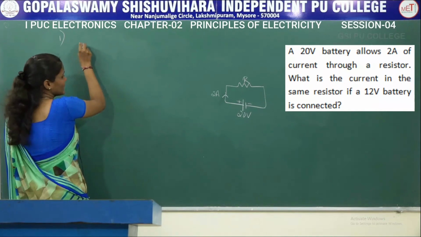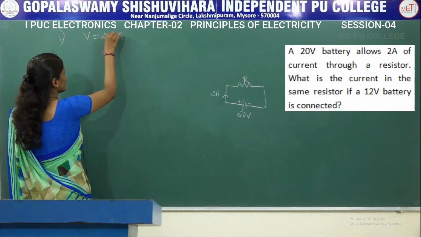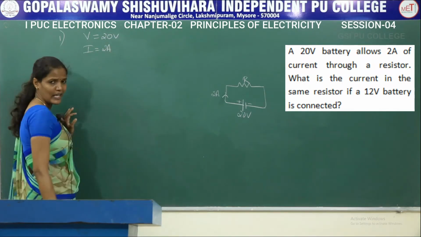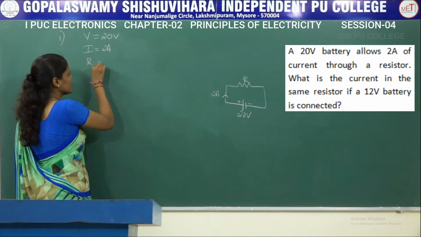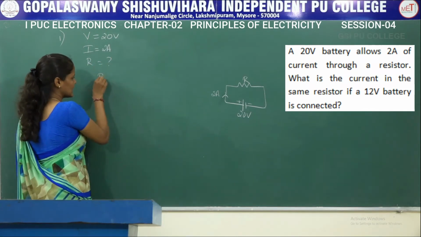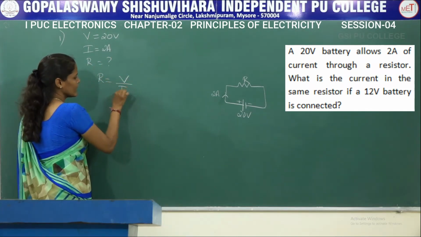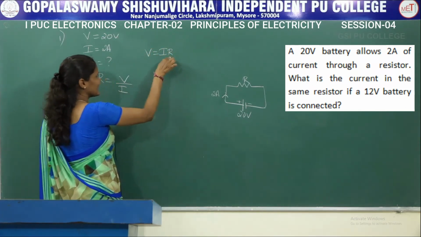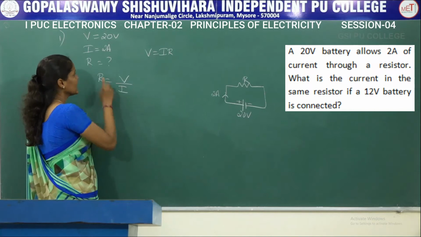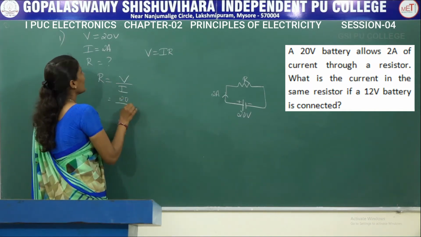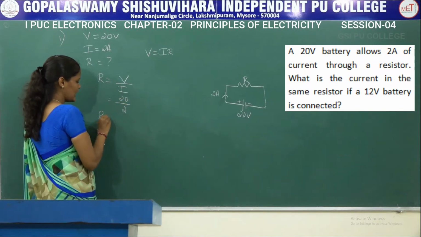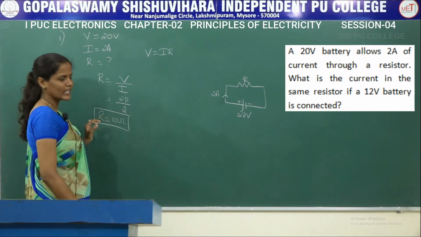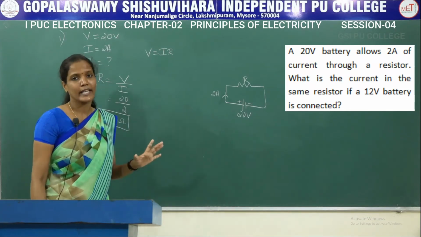So in the first part V is given whose value is equal to 20 volts and I is given whose value is equal to 2 amps. So first we have to find R. So R is equal to V divided by I. V is equal to I into R. R is equal to V divided by I. V value is equal to 20. I value is equal to 2. So R is equal to 10 ohms. Here there is no milli amps or anything. So R value is equal to 10 ohms.